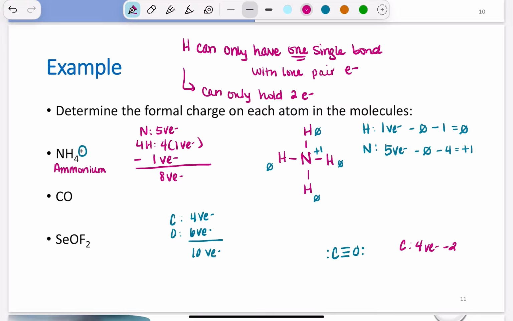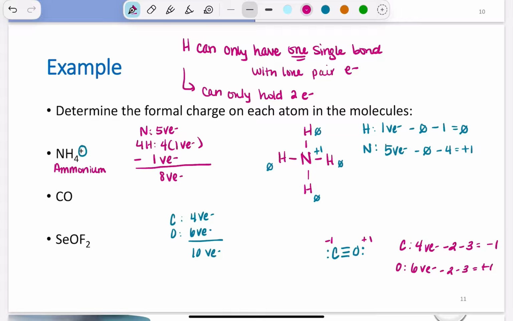Carbon has 4 valence electrons. It has 2 lone electrons on the carbon atom directly, and then 3 bonds to it. So an overall -1 charge. Oxygen has 6 valence electrons. It has 2 lone electrons on it and 3 bonds, and overall +1 charge. Now, when I add these up together, +1 -1, it equals out to 0. So the overall species does have a 0 formal charge.